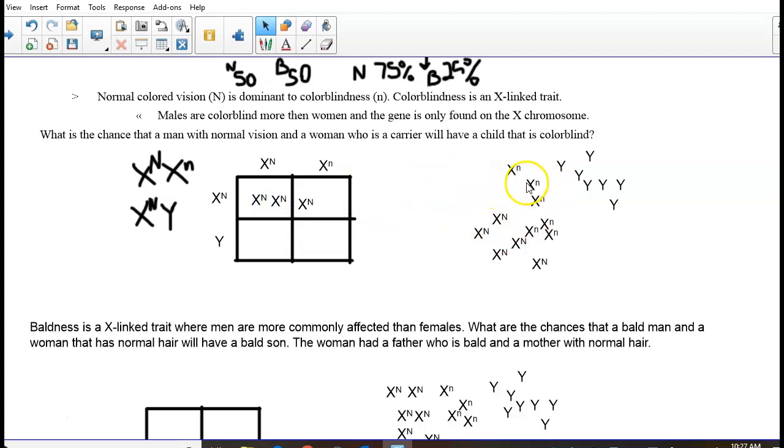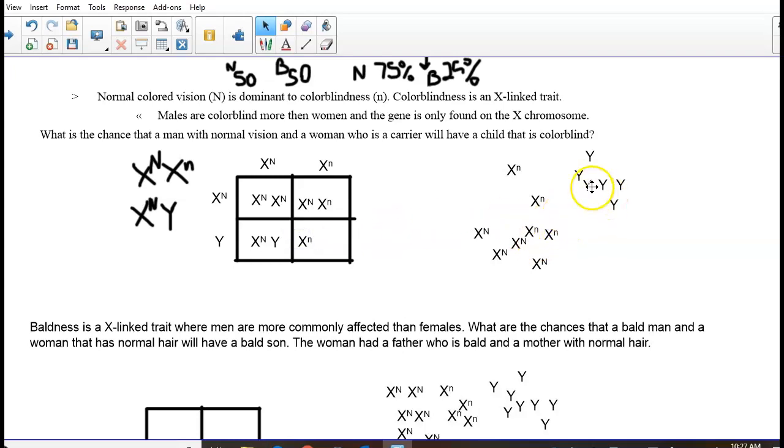Now, you might be saying to yourself, well, Mr. Adolph, why do I need to use these X's? Why can't I just use N's? Because it's an N and an N, right? The reason why is right here. Males and females are different. And if I didn't have these X's and Y's, I wouldn't be able to find the problem.